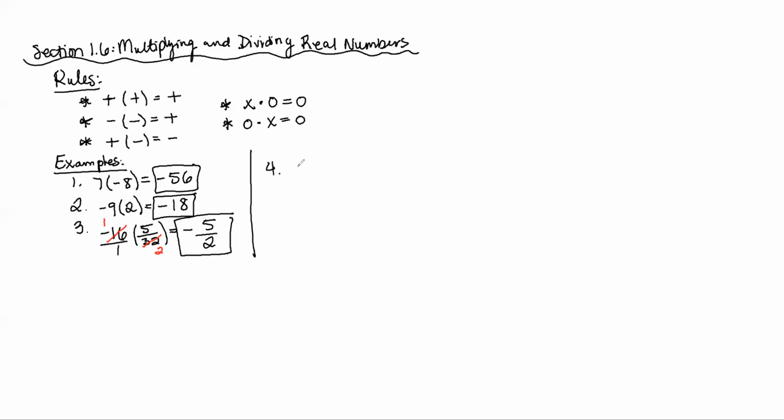Number 4, negative 5 times negative 6. Negative times a negative is a positive 30. Negative 3 times negative 7. Negative times a negative is a positive 21.